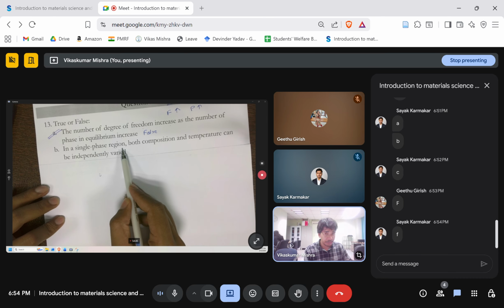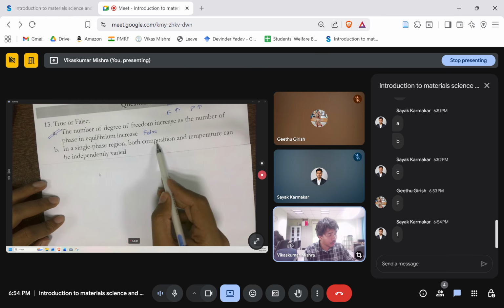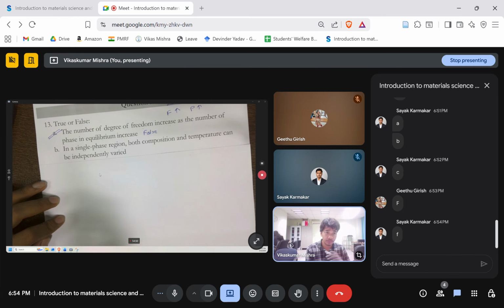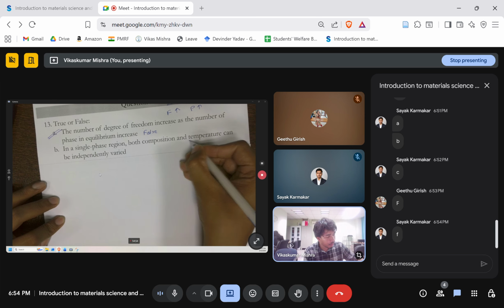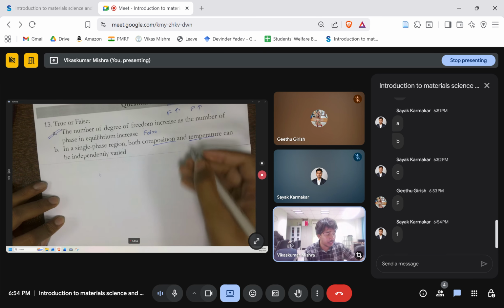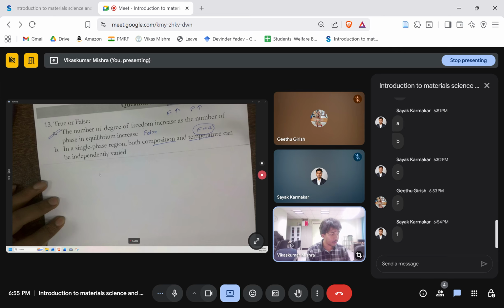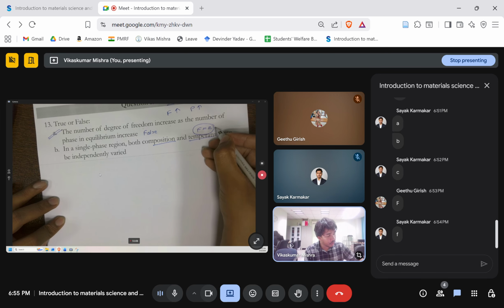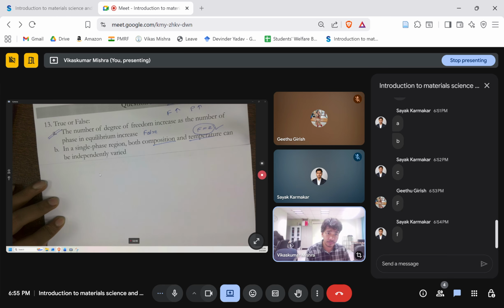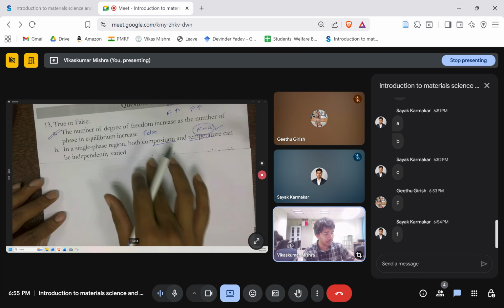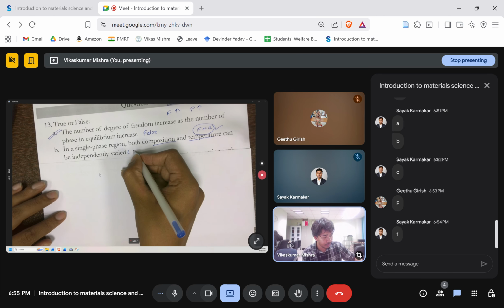In a single phase region, both the composition and the temperature can be independently varied. That is, they are telling that temperature and the composition independently vary. It means that the degree of freedom, they are telling, is 2: the composition and the temperature. The question is saying that the degree of freedom will be 2 in the single phase region. Let's say we are talking about the binary. Okay, I should complete the question: in the case of a binary phase diagram.